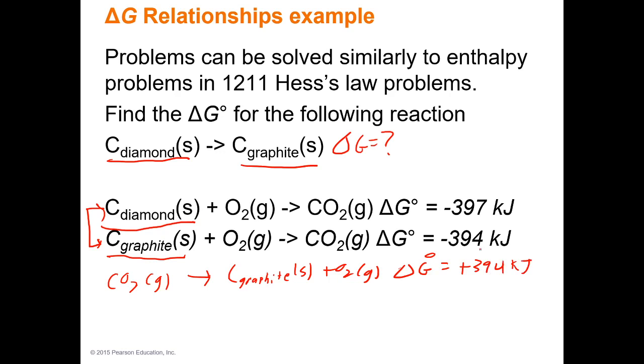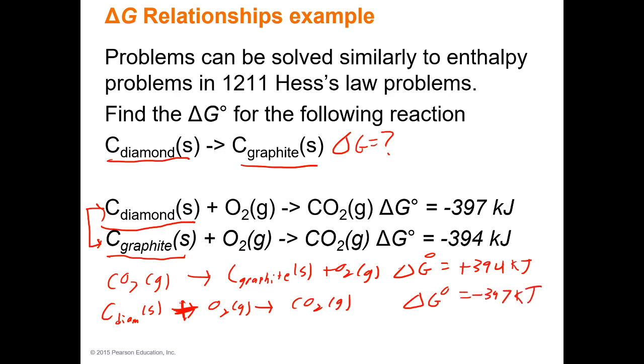So since I've made that change, I now have my diamond carbon in the right spot, and my graphite. Diamond carbon, graphite carbon are both in the correct spots now. So if I were to add these up like an equation, so we'll also have our carbon diamond, I'm going to abbreviate that, plus oxygen gas, goes to CO2 gas, and that delta G naught didn't change because we didn't do anything to it.